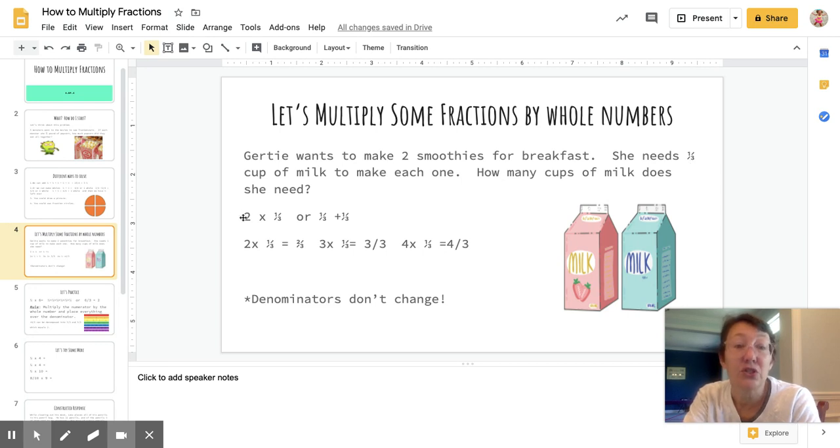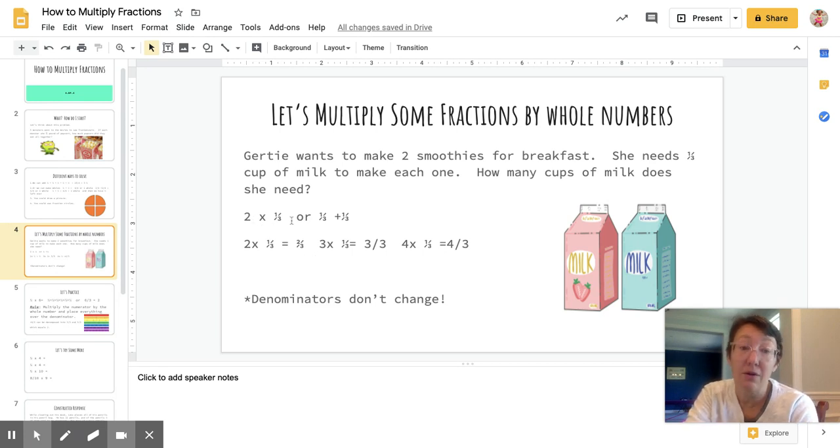Well, she needs 2 times 1/3, right? Or we could do 1/3 plus 1/3, but we want to move to multiplication. So 2 times 1/3 equals 2/3. Remember, denominators don't change, so we're going to take 2 and we're going to multiply it by the numerator, which is 1, and we're going to put it all over the denominator. So 2 times 1/3 equals 2/3. Now I know that's right because 1/3 plus 1/3 is 2/3, and you guys should all be able to do that.